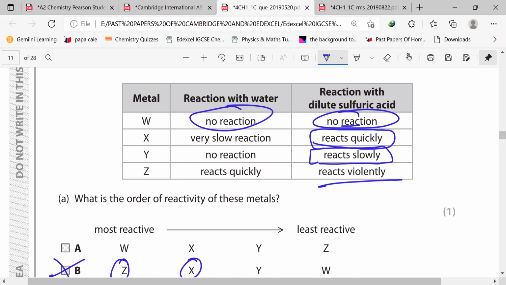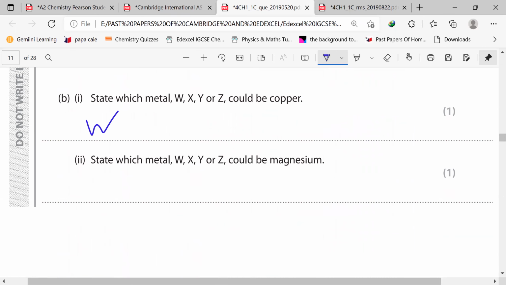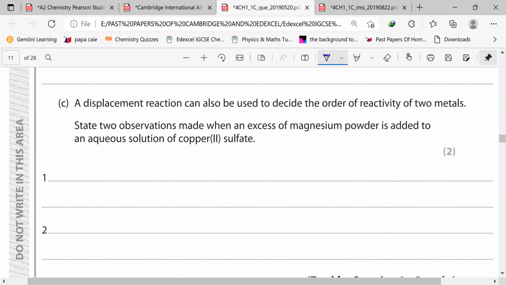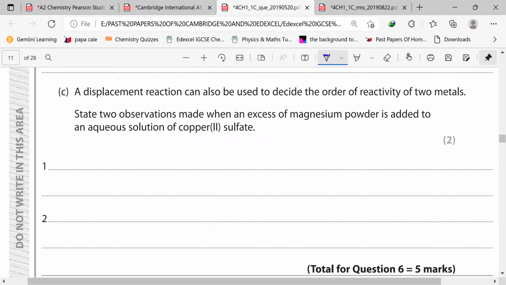Why? Yeah, I think it's magnesium. Why X? Very slow reaction with water and reacts quickly with acid. Very good, exactly. Part C: displacement reaction can also be used to decide the order of reactivity of two metals.